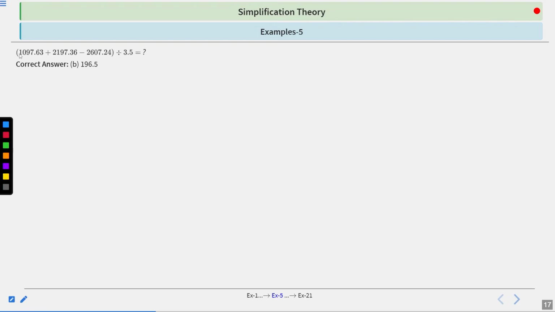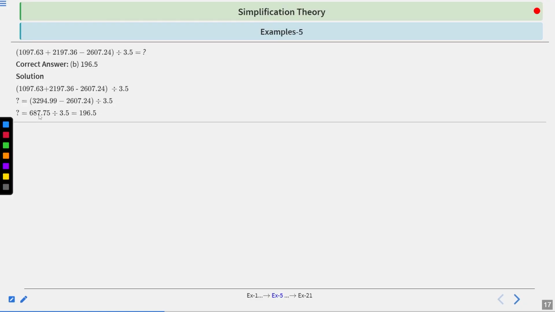Now we know that first we solve the bracket. We know the BODMAS rule. So first we need to solve the bracket, then divide the number by 3.5. So this is our question. Now we add the positive numbers together and subtract the negative number, then divide by 3.5. So it will become 3,294.99 minus 2,607.24 and dividing by 3.5. So we get 687.75 divided by 3.5, which is equal to 196.5. So B is the correct answer.